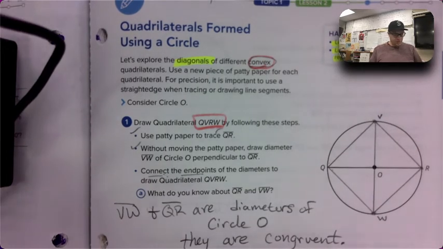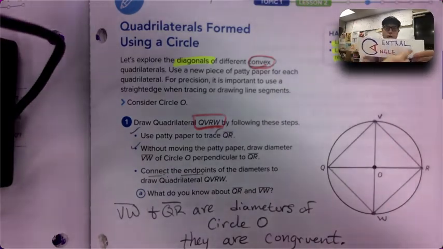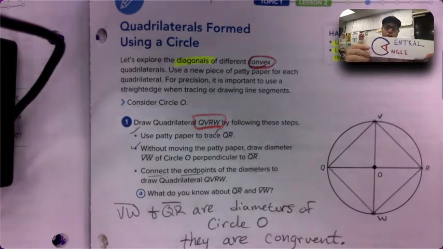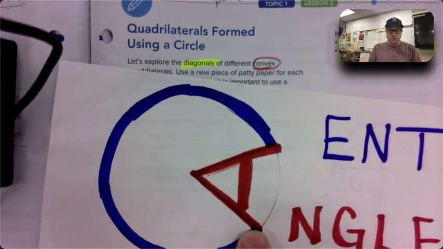Also a reminder, this video is brought to you by the vocab word central angle. Get it? Central, and then angles in the middle. It's what goes from the center of the circle out to the edge.